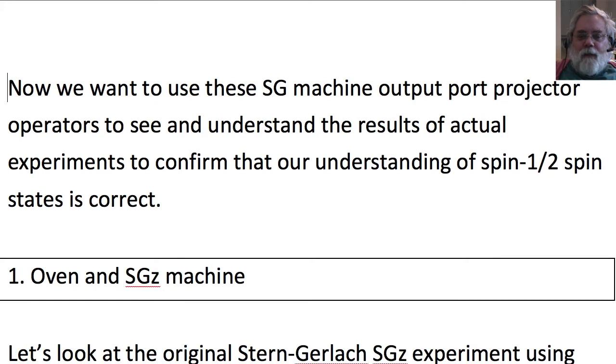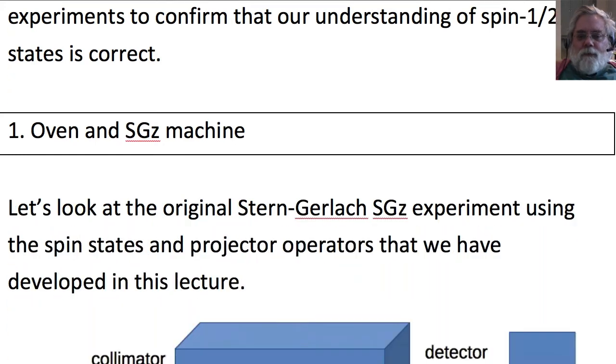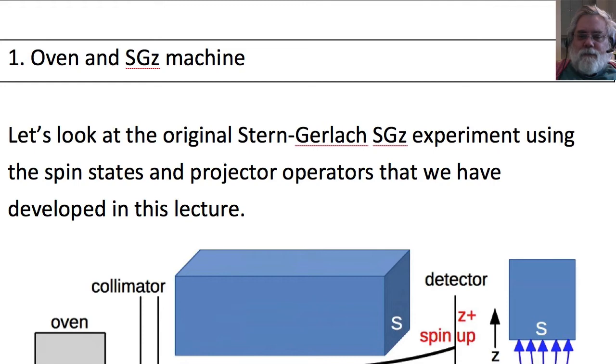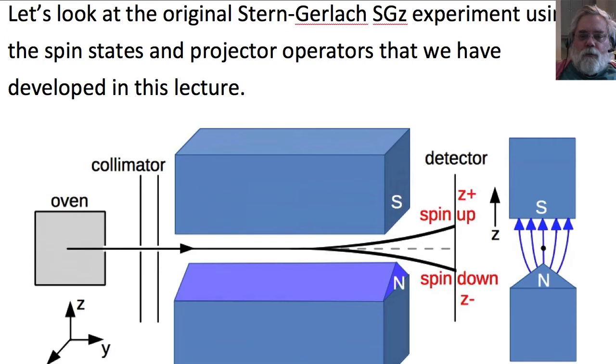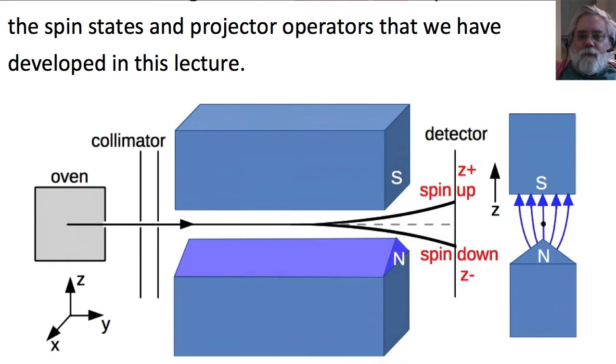Let's start with the oven and an SGZ machine. Originally, we had a Stern-Gerlach SGZ experiment. We'll look at it using spin states and projector operators, which we didn't do in a prior lecture. So we'll use what we've developed in this lecture. But the setup is the same setup as we used in the D1 lecture. The magnetic field will be oriented in the Z direction. The silver atoms will be traveling in the Y direction.